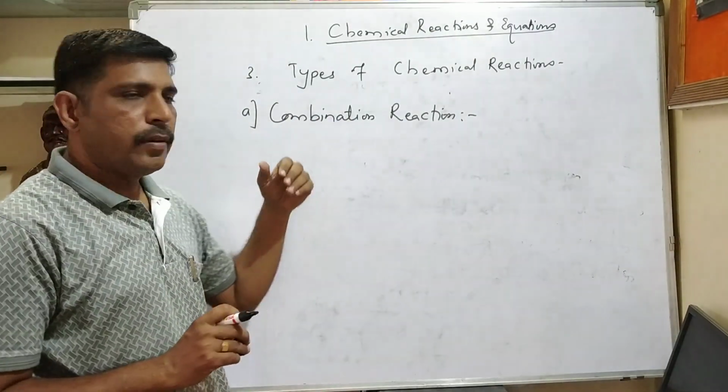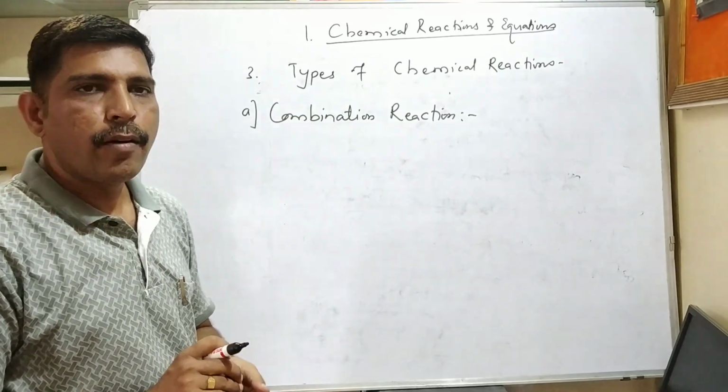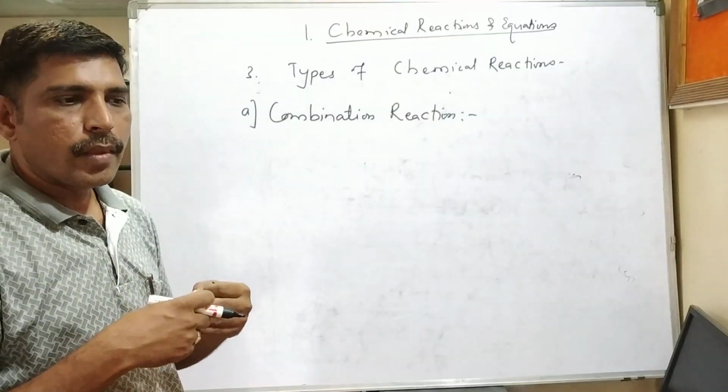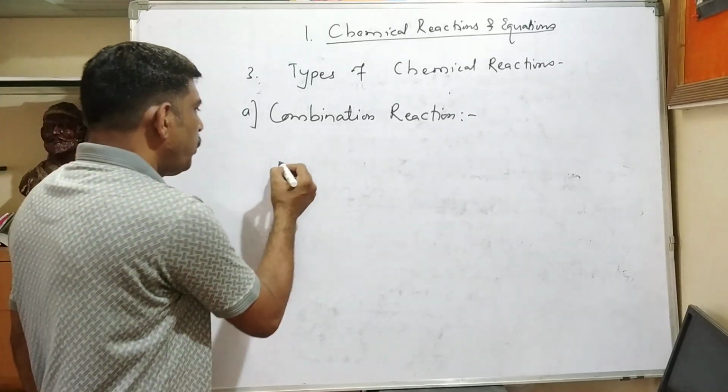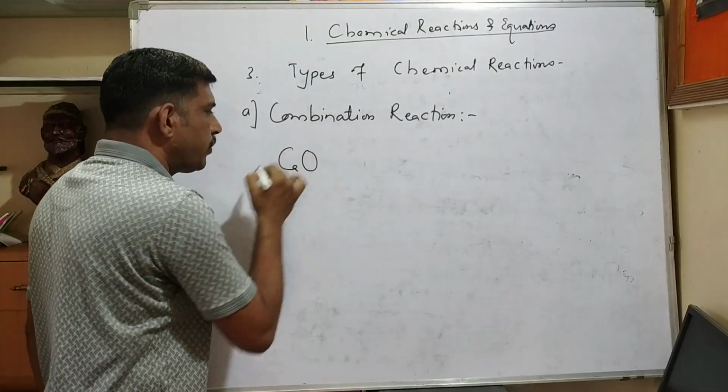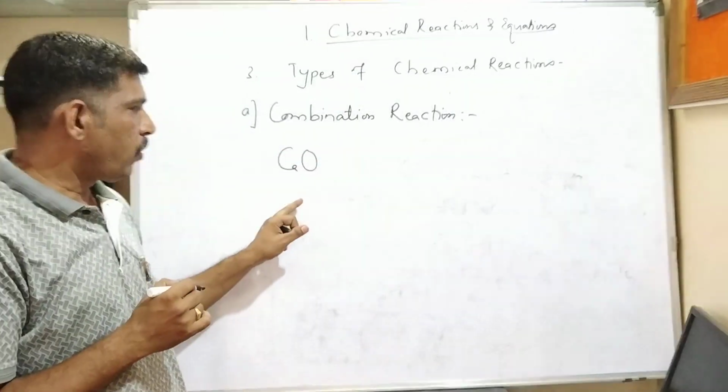Then combination reaction. I already explained the meaning. Combination means that two reactants get combined. For example, again here, suppose I have calcium oxide, calcium oxide.